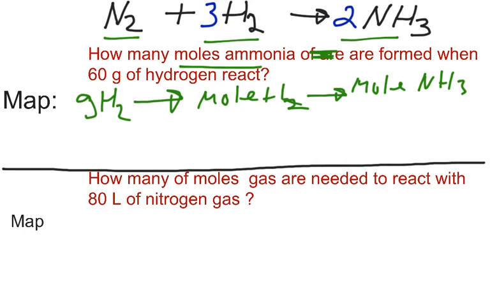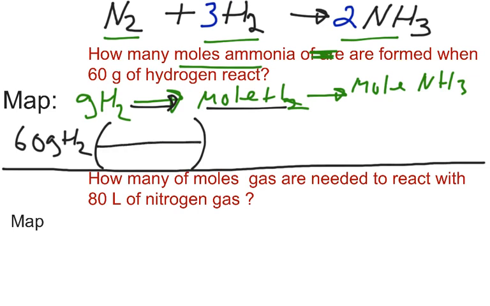Okay, so now here's what we start to do. We put our 60 grams on the outside of hydrogen, because that's what we're given in the problem. So always start with what you're given. And we're going to change that to moles of hydrogen. So how do we change grams into moles? Very simple. We're looking for moles, so that goes in the top. So moles of hydrogen goes in the top. Okay? And we're trying to get rid of the grams, right? So we're going to put grams of H2 in the bottom.